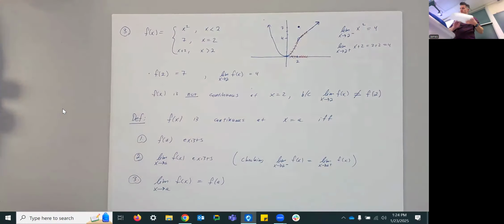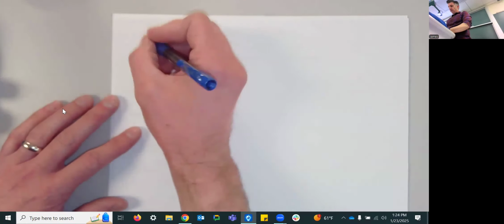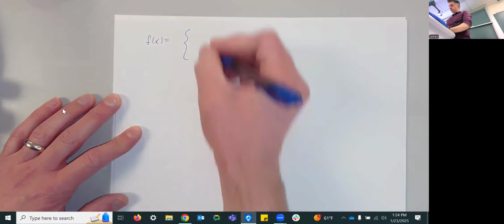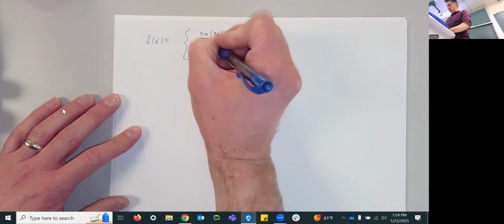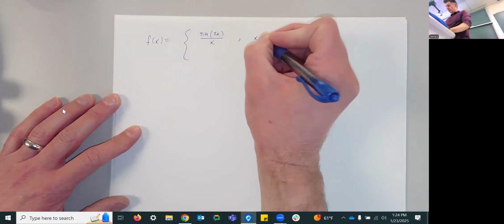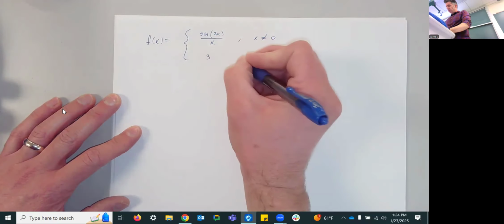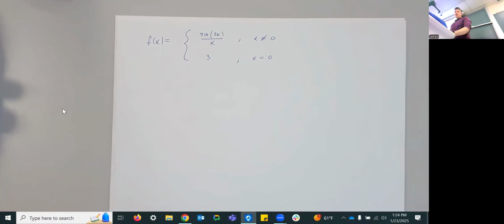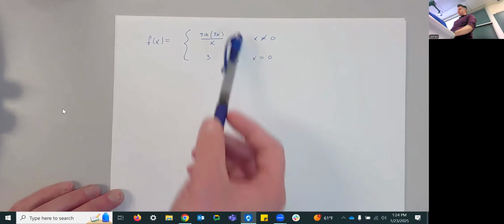We'll talk more generally here. Oh, here's a great example. Let's say our function was equal to sine of 2x over x if x is not equal to 0, and 3 if x is equal to 0. And yeah, we'll have to pause and say some things in a minute about this quotient here.